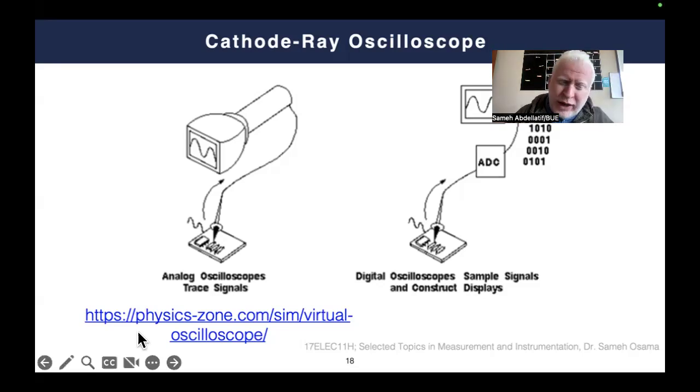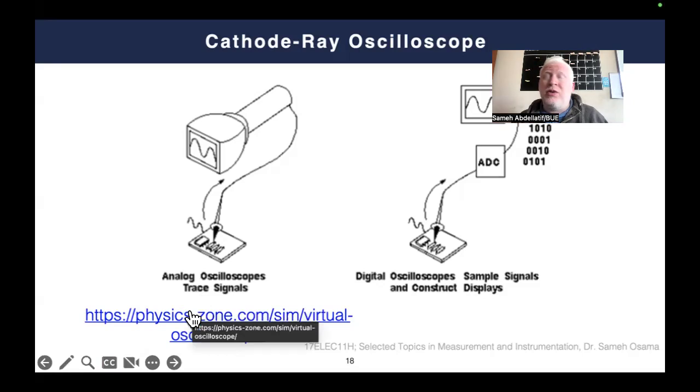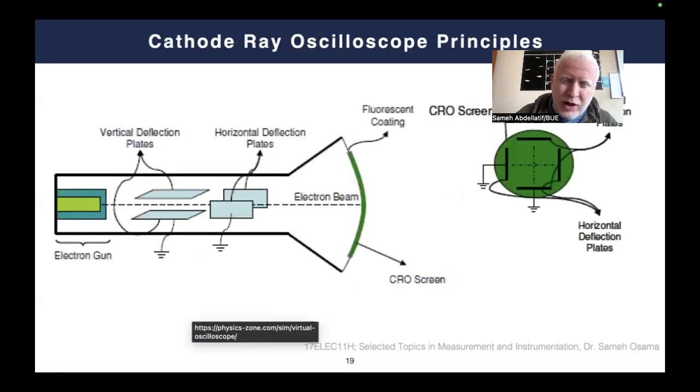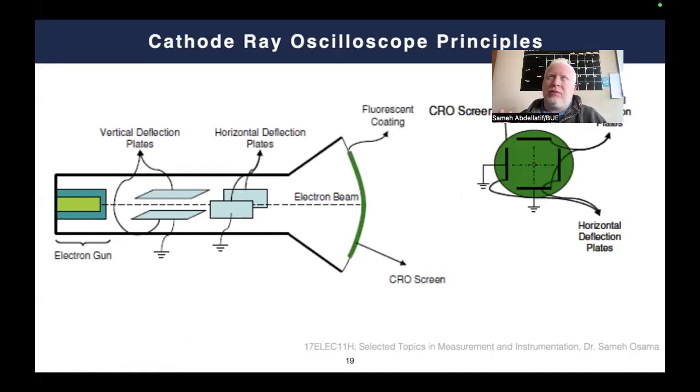And this link showing a virtual oscilloscope, we are going to use it during this lecture. Okay, so let's go first with the general principle of how oscilloscopes work. We can categorize the block diagram of an oscilloscope into four main building blocks.